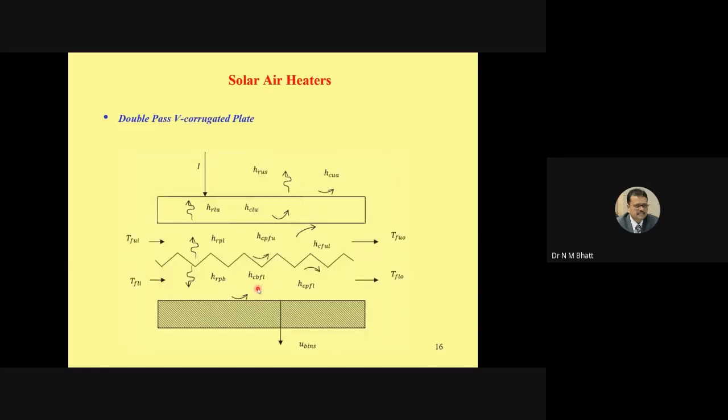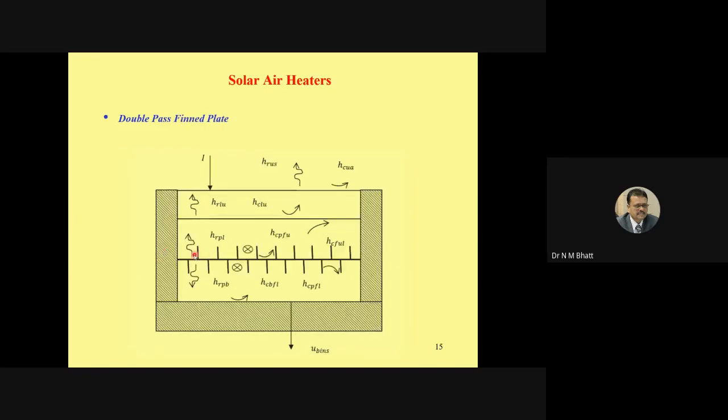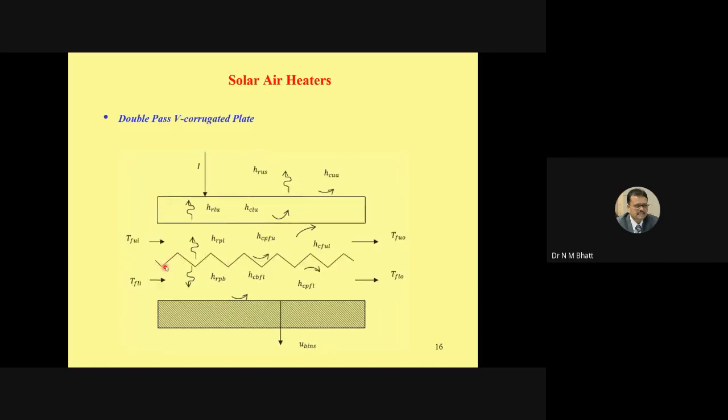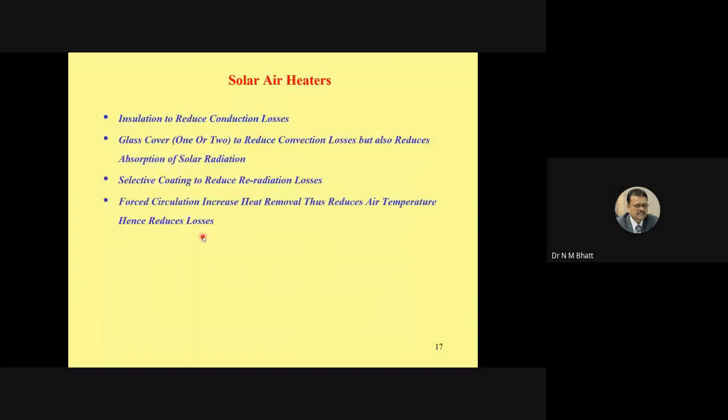Then you know that if you go for a corrugated plate, obviously in a flat surface there is boundary layer growth. But if we go for a corrugated surface, the boundary layer will continuously break. Because of the breakage and disturbance of the boundary layer, the heat transfer coefficient between absorber and the fluid would be higher, and the heat transfer would be more. So these are some of the designs.